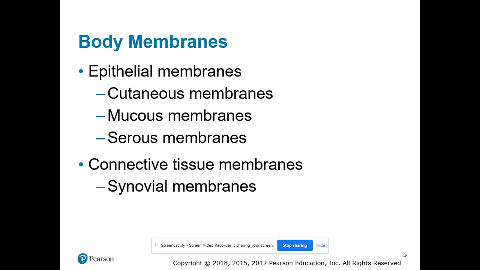In terms of epithelial membranes, there are three that we're going to talk about. The first one is the cutaneous membrane, which is probably the most important one that we're going to talk about in this chapter. The next one is your mucous membranes. You have your serous membranes. And then of your connective tissue membranes, there's only one, and it's called a synovial membrane. Now, each of these membranes are going to be brought up in later chapters, depending on what body system we're going to talk about.